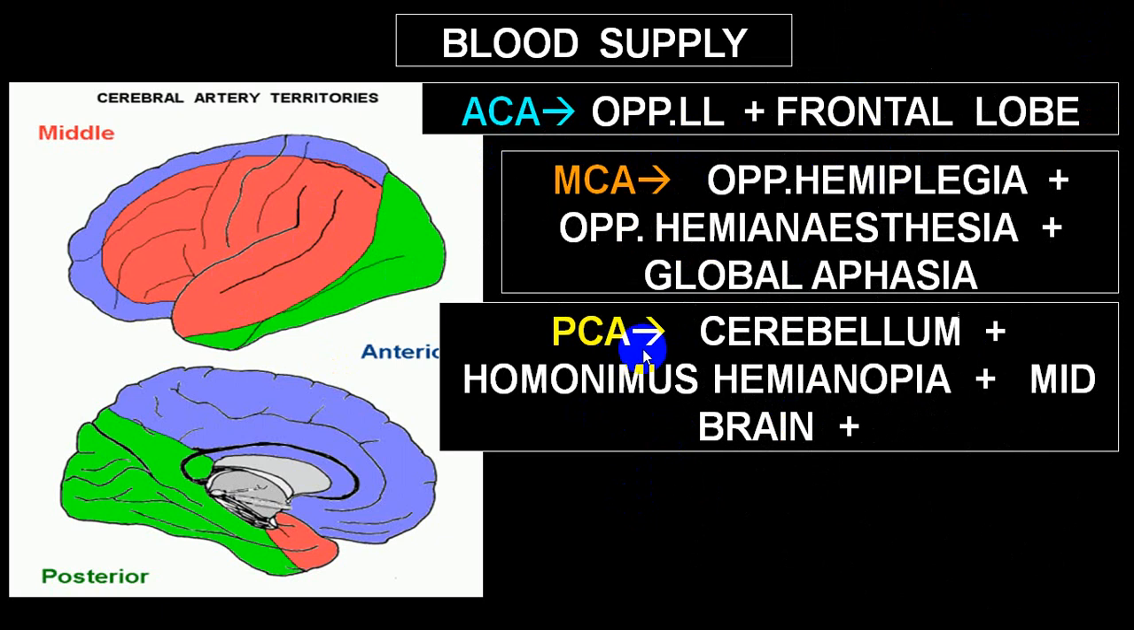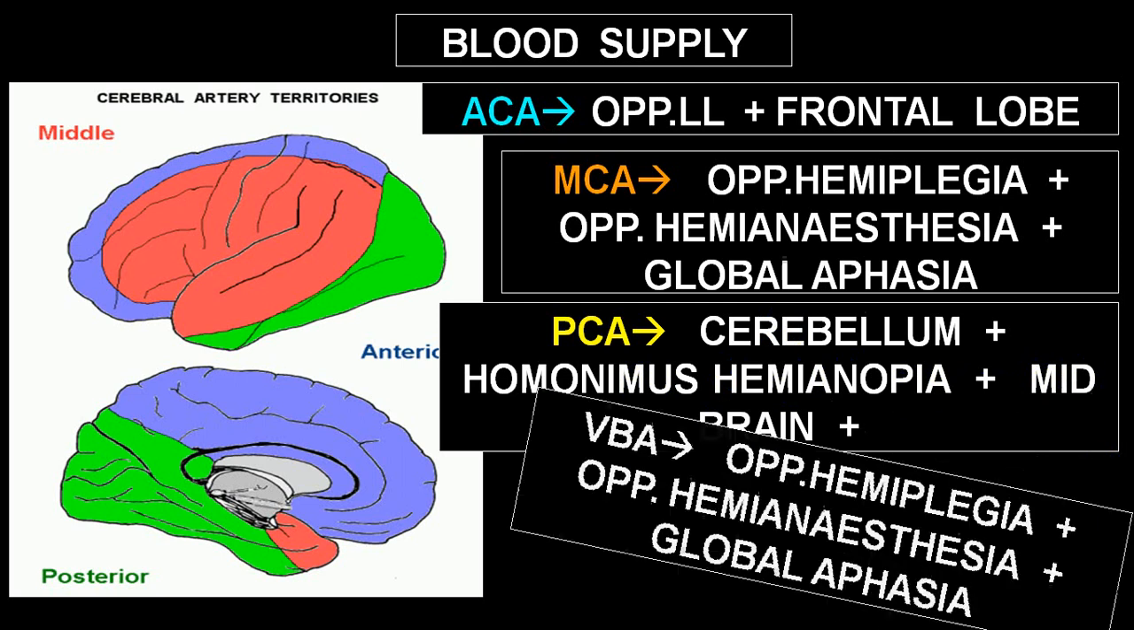If it is a posterior cerebral artery, homonymous hemianopia with what we call macular sparing. And you will also have part of the midbrain involved, because that is supplied by the posterior cerebral artery.